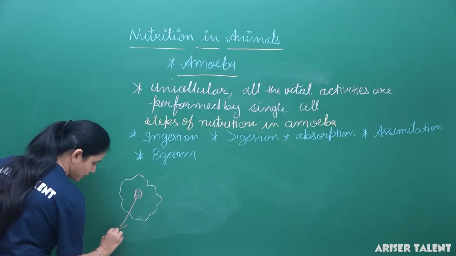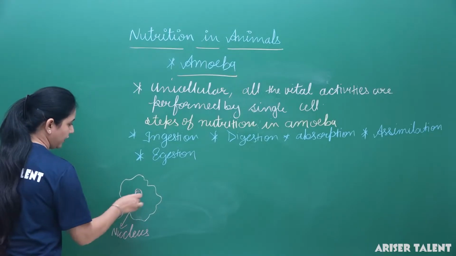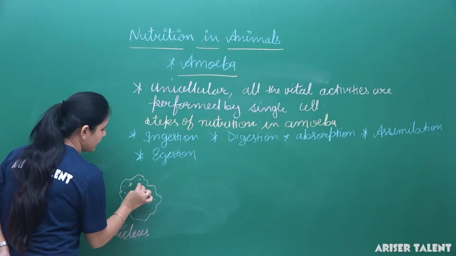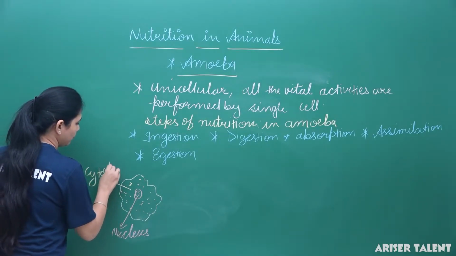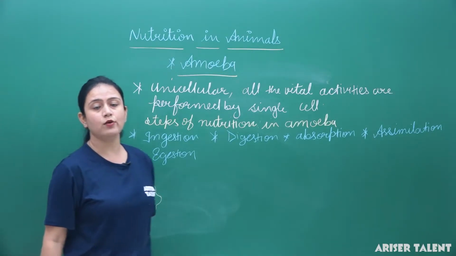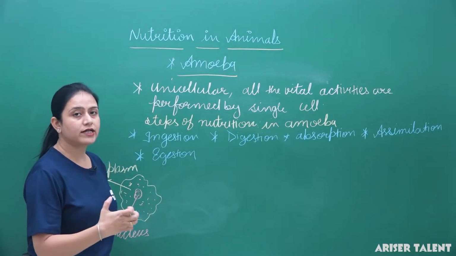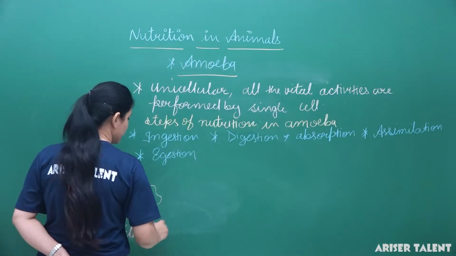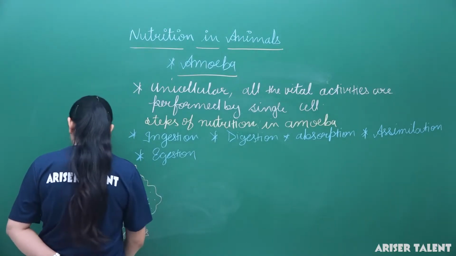It is the nucleus, and here cytoplasm is filled inside the cell. It is cytoplasm. As I told you, amoeba is unicellular. Now what happens as amoeba gets a food particle in the surrounding? Here we can see that if the food particle is present here, let me draw the food particle.